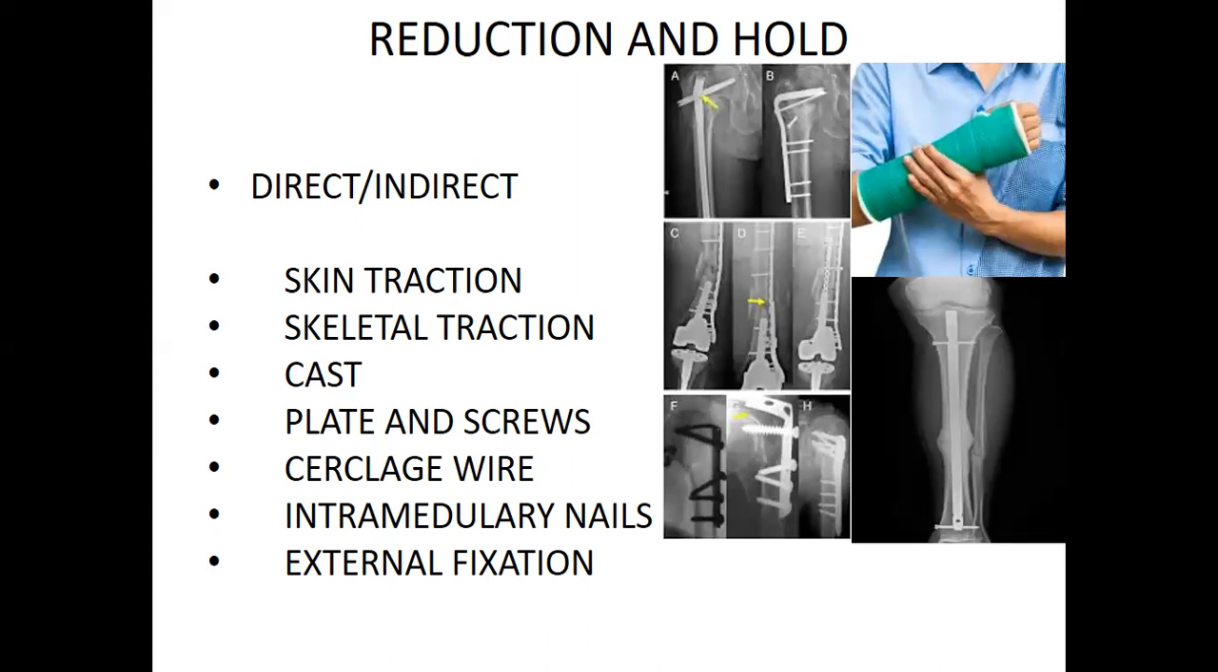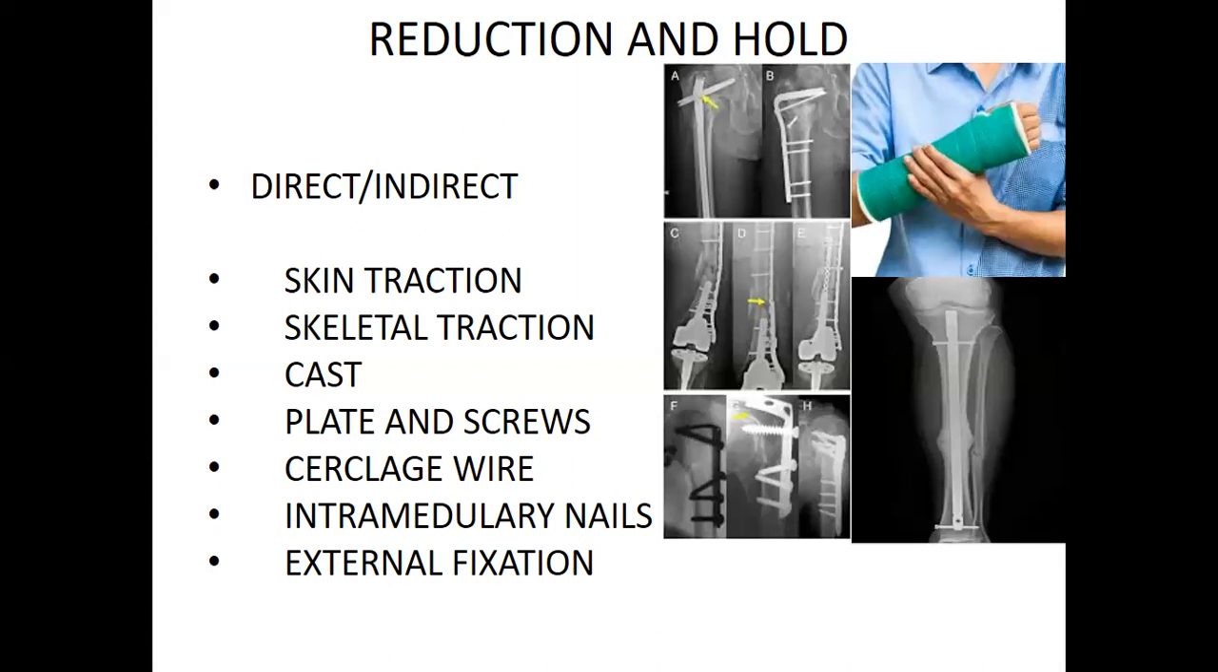Okay, somebody gives you traction and counter traction, and then you manipulate it indirectly. You are not seeing the fracture. But at times you can also manipulate them under fluoroscopy or under C-arm. It's a form of X-ray that takes motion picture. And as you reduce them, you look at your X-rays, or during the fluoroscopy, you look at your reduction. And once it is acceptable, you now hold that fracture.